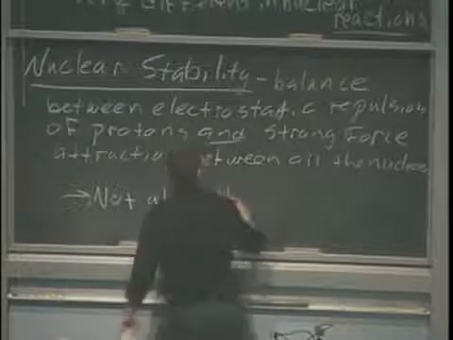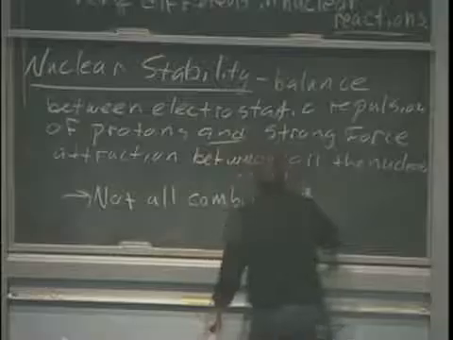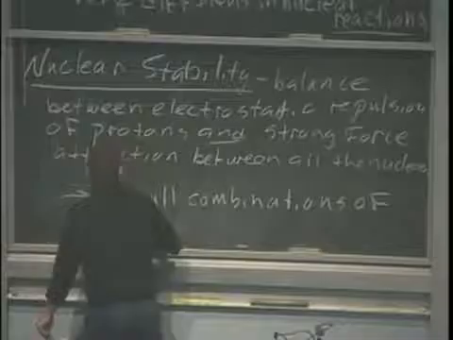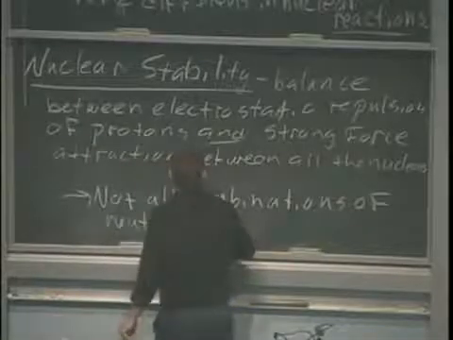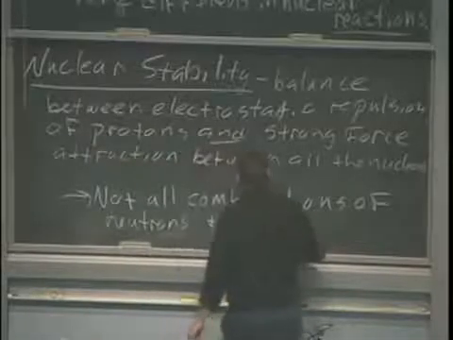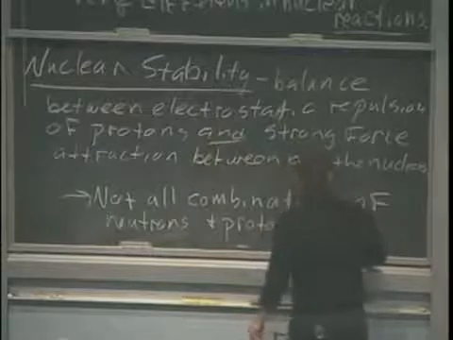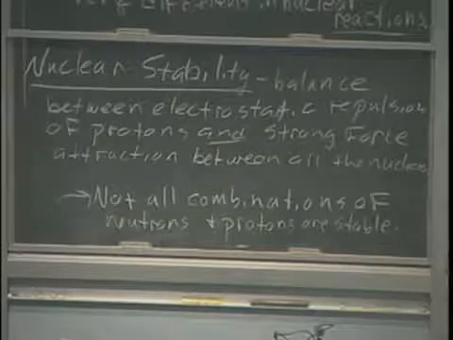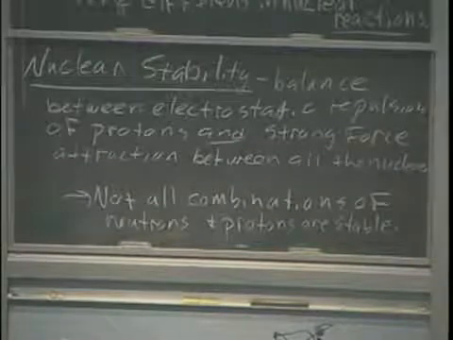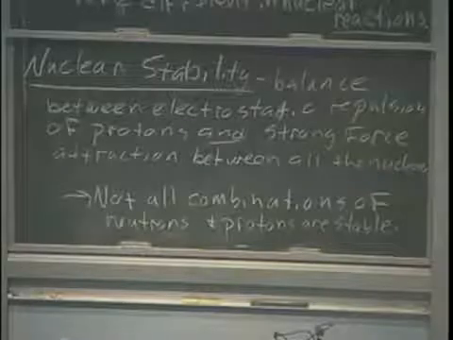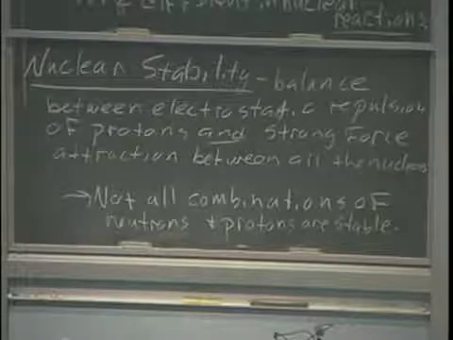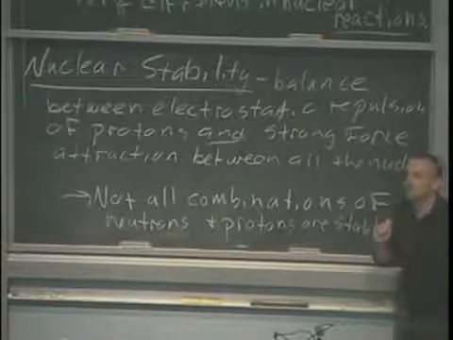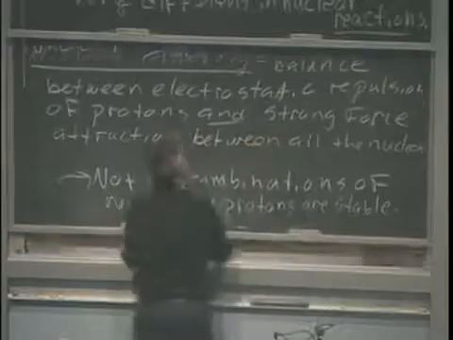Okay, so not all combinations of neutrons and protons are stable, which is what leads to radioactive decays and us being able to produce nuclear energy. But let's focus a little bit first on the ones that are stable, and why they're stable, and at what conditions they become unstable.